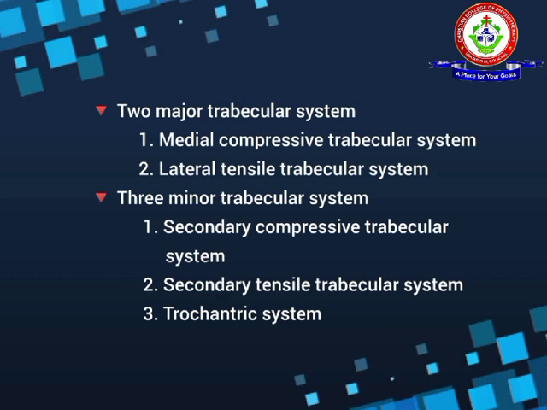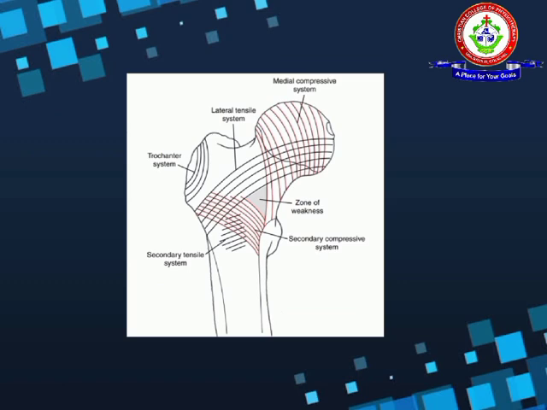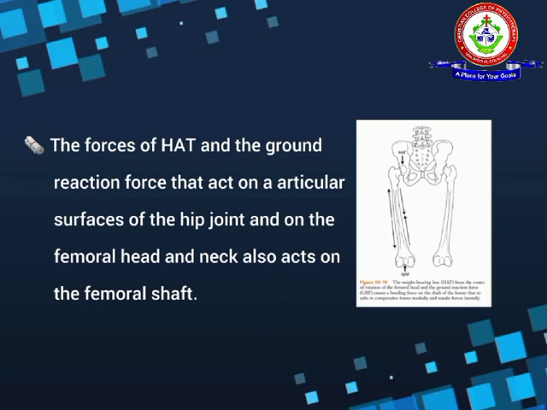Three minor trabeculae are the secondary compressive trabecular system, secondary tensile trabecular system, and trochanteric system. In this picture, you can point out the major and minor sets of trabeculae, and note the zone of weakness of the femur, and in that place there are no trabeculae. The forces of the head and the ground reaction force that act on the articular surfaces of the hip joint and on the femoral head and neck also act on the femoral shaft.